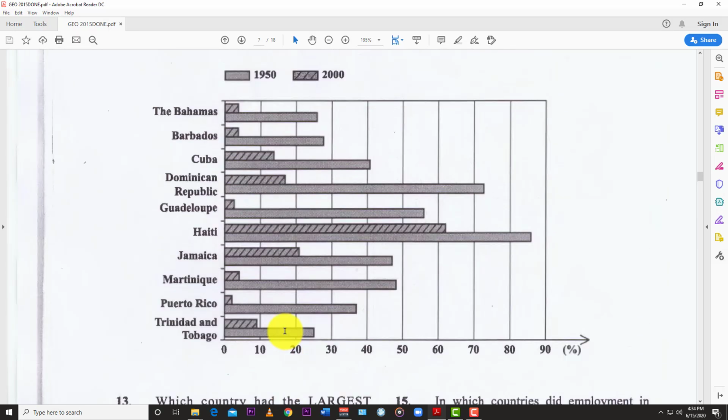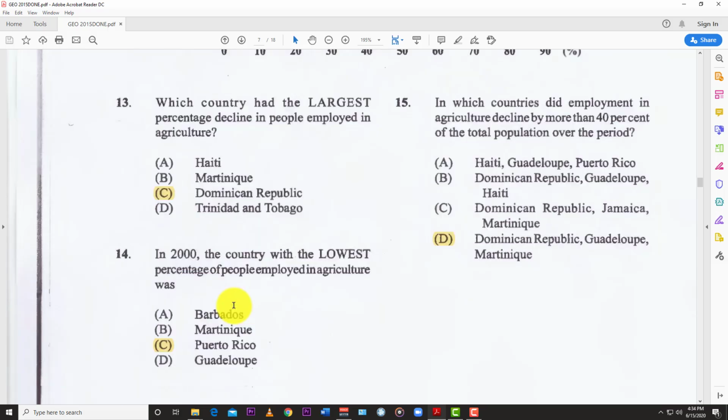Number 14, in 2000, the country with the lowest percentage of people employed in the agricultural sector is C, Puerto Rico. How do we know that? Because we look at 2000 and Puerto Rico, it's way down here. All right, way down here. That's about 1 to 2% right there.